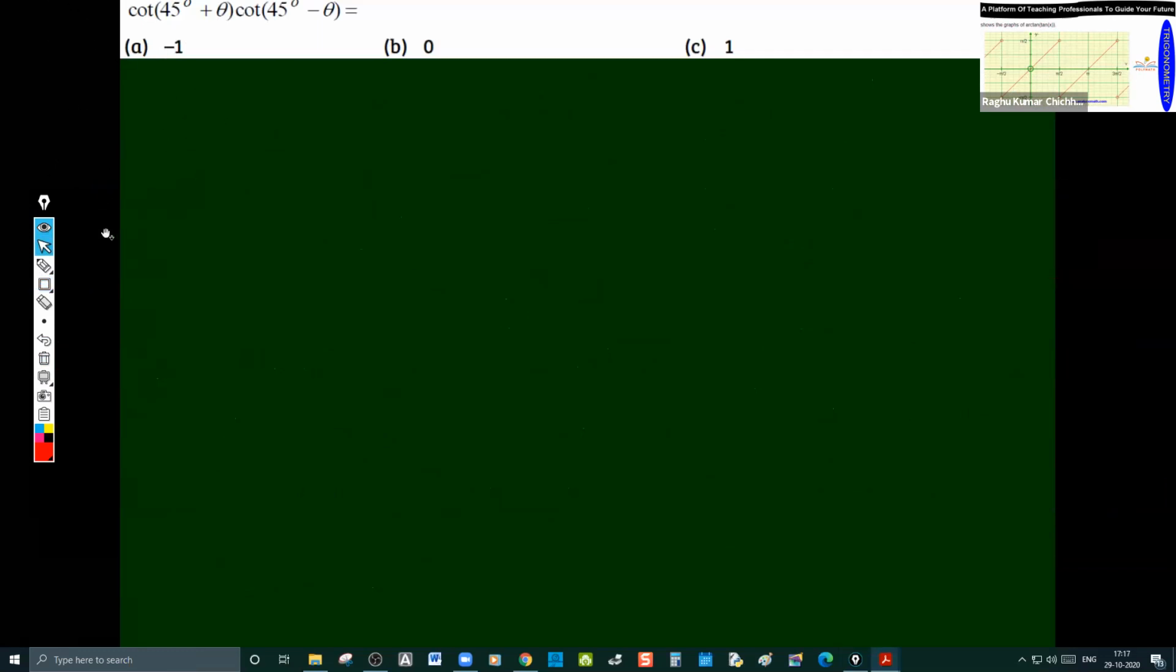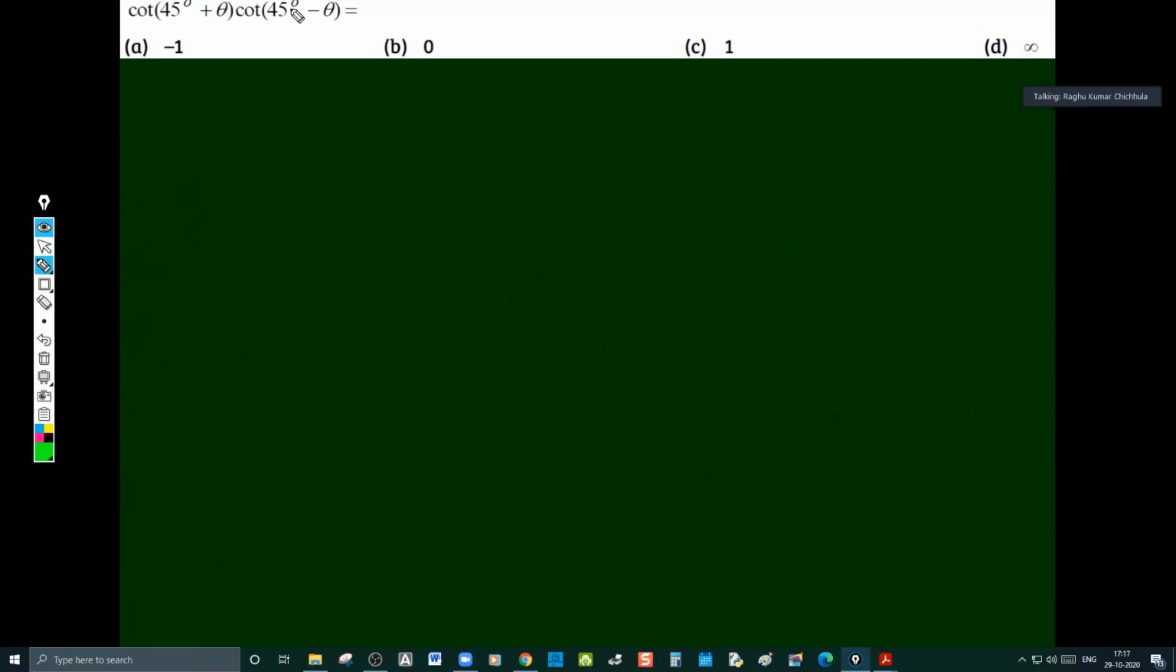And you can do this. Come on, work out along with me. Cot of A plus B to cot of A minus B. Cot of A plus B formula, please. Cot A cot B minus 1 by cot A plus cot B. Correct.